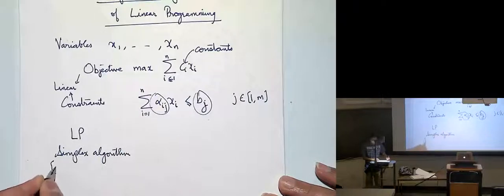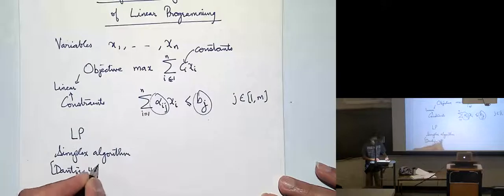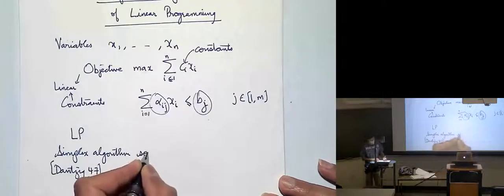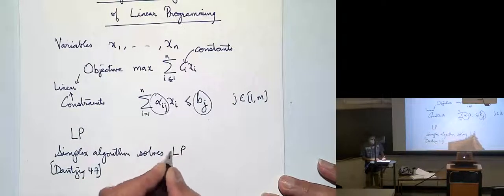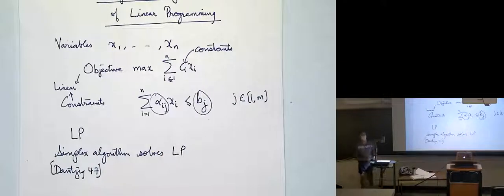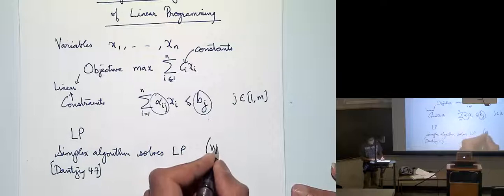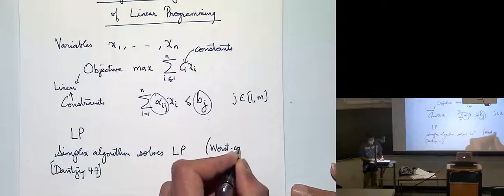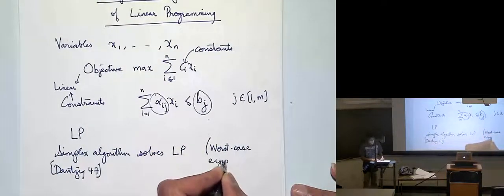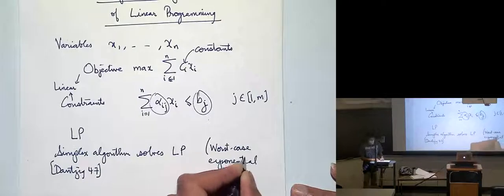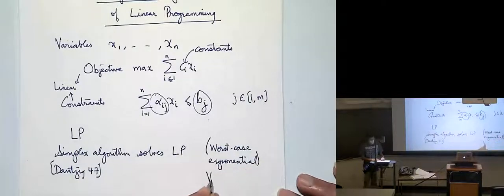and this is Dantzig in '47, solves LP. Again, not in polynomial time, unfortunately. So the worst case is exponential, but it's very efficient in practice.